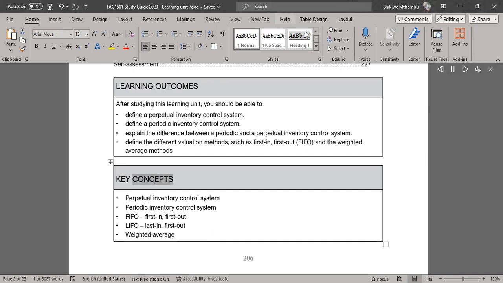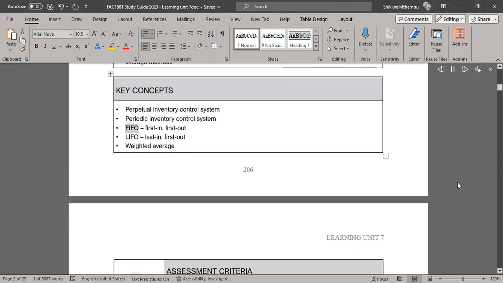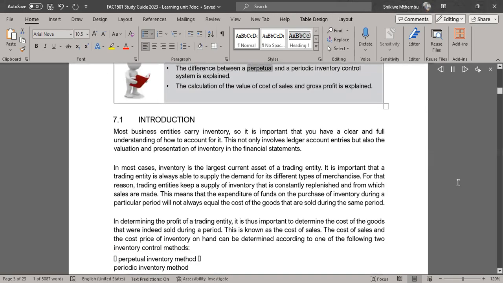Key concepts: Perpetual Inventory Control System, Periodic Inventory Control System, FIFO, first in, first out, LIFO, last in, first out, Weighted average. Assessment criteria: The difference between a perpetual and a periodic inventory control system is explained. The calculation of the value of cost of sales and gross profit is explained.